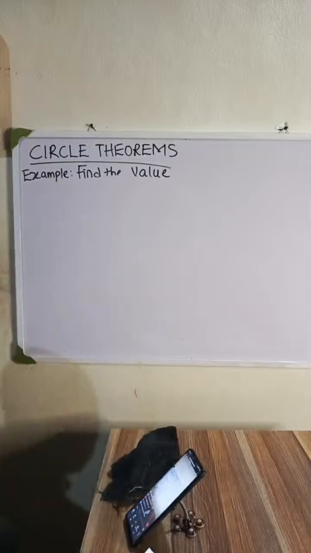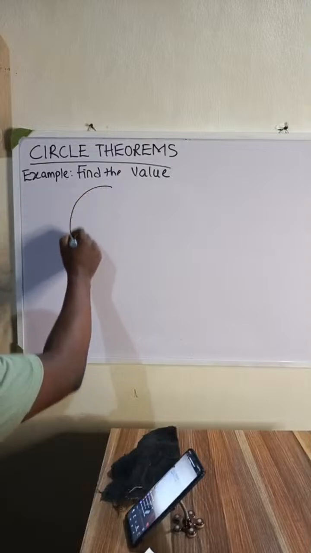So this question involves a cyclic quadrilateral. Remember, a cyclic quadrilateral is a quadrilateral that's inside a circle. But you might not need to use that principle. Be observant to see the principle you need to use.